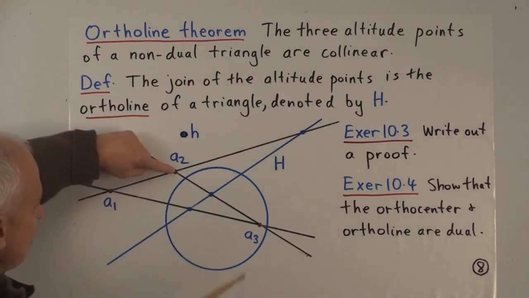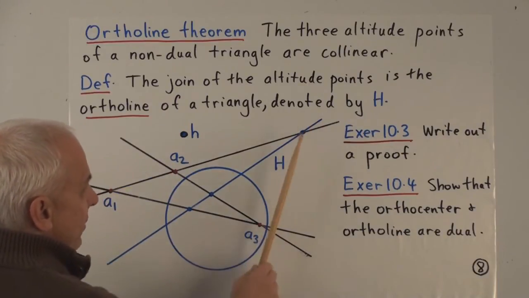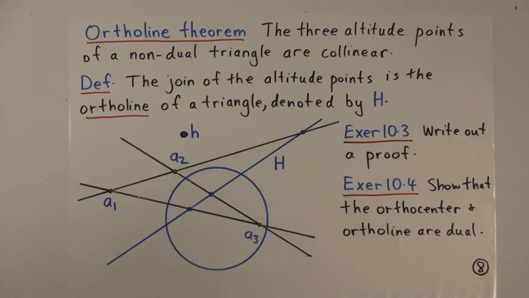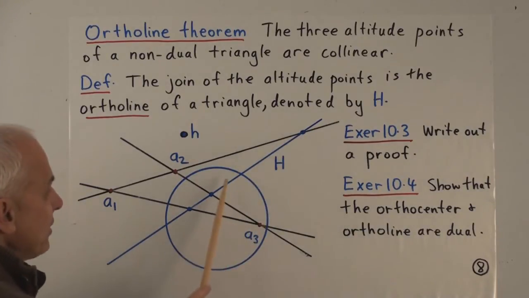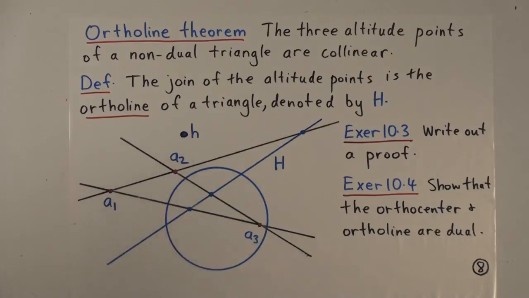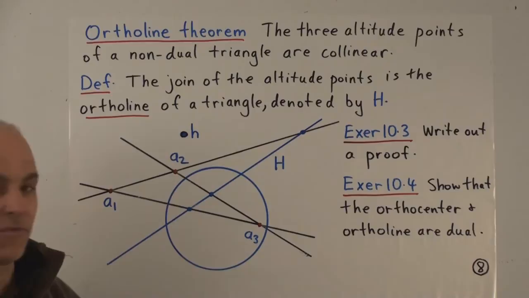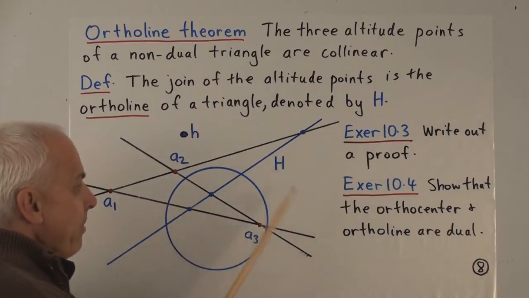The dual of A2 is this. There's another altitude point. The dual of A3 is this. There's the other altitude point. And we're saying that these three altitude points are collinear. And the join of these altitude points is called the ortholine of the triangle. We denote it by capital H.